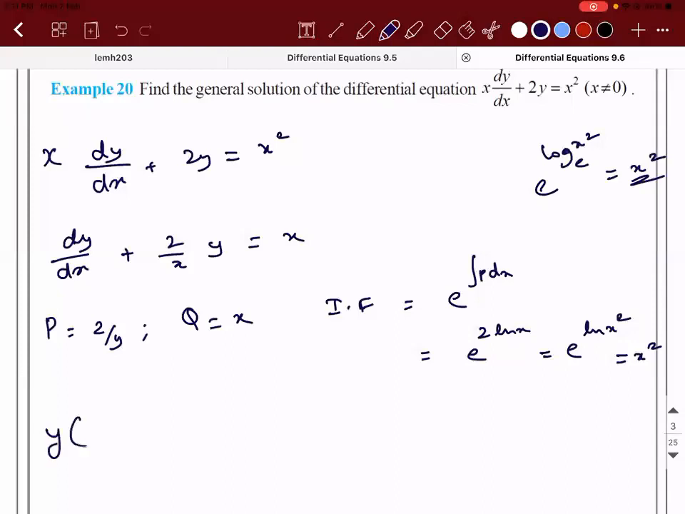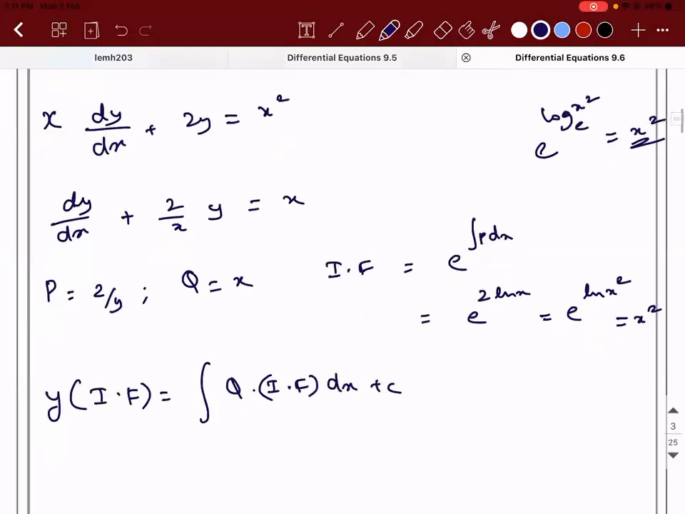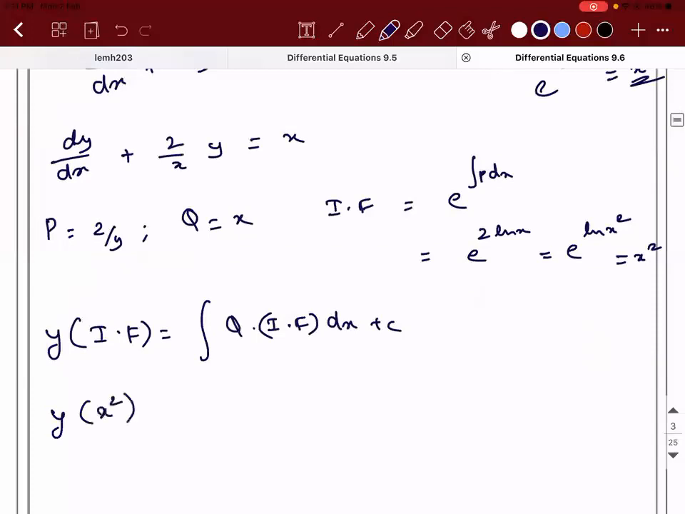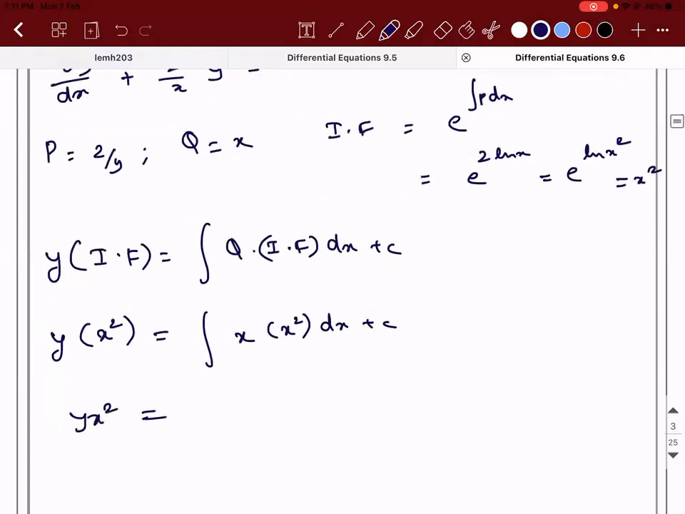So to find the solution, y into integrating factor is equal to integral of q into integrating factor times dx plus c. So y into integrating factor x square is equal to integral of x into integrating factor x square dx plus c. So yx square is equal to x cube by 3 plus c. That is the answer. Or generally, when you write the solution, you will have y on the left hand side. So y will be equal to x divided by 3 plus cx power minus 2.